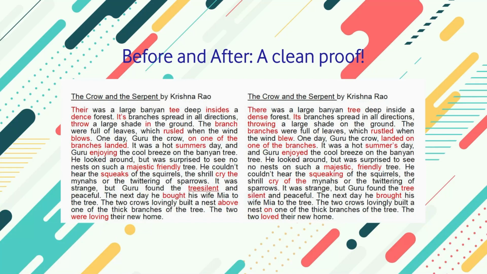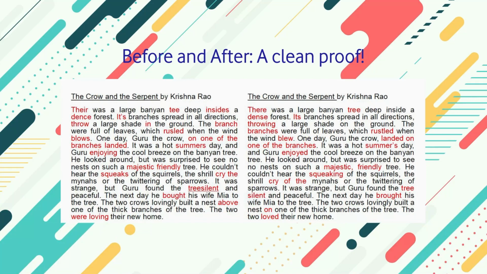There was a large banyan tree deep inside a dense forest. Its branches spread in all directions, throwing a large shade on the ground. The branches were full of leaves which rustled when the wind blew. One day, Guru the Crow landed on one of the branches. It was a hot summer's day and Guru enjoyed the cool breeze on the banyan tree. He looked around, but was surprised to see no nests on such a majestic, friendly tree. He couldn't hear the squeaking of the squirrels, the shrill cry of the miners, or the twittering of sparrows. It was strange, but Guru found the tree silent and peaceful.